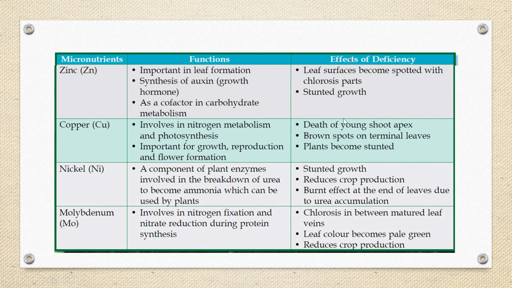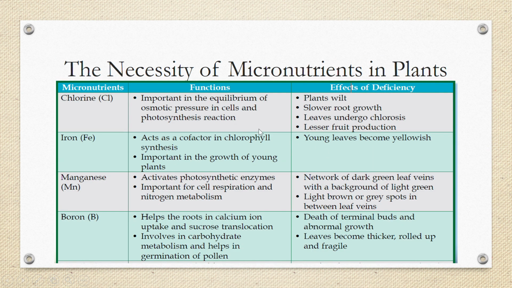And then stunted growth. Stunted growth also quite general. You see that it appears in few other of these micronutrients. The deficiency. Okay. This one, the leaves become thicker, roll up, fragile, terminal buds die, abnormal growth. So this is related to boron. Okay, light brown or gray spots. This one is also quite distinctive. Gray spots, and that is manganese.